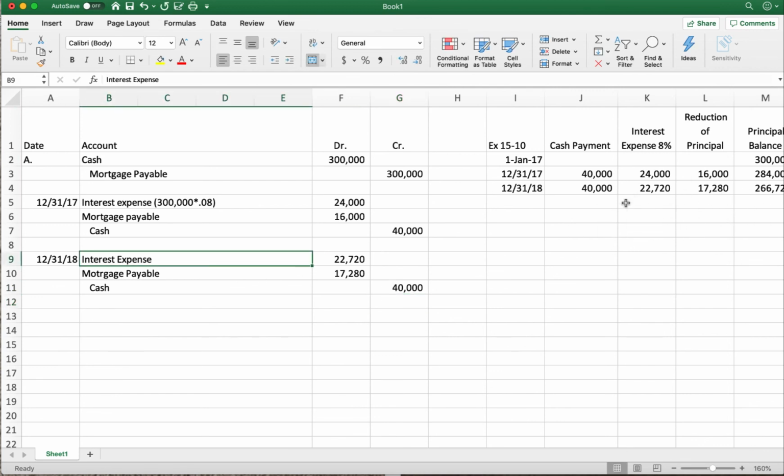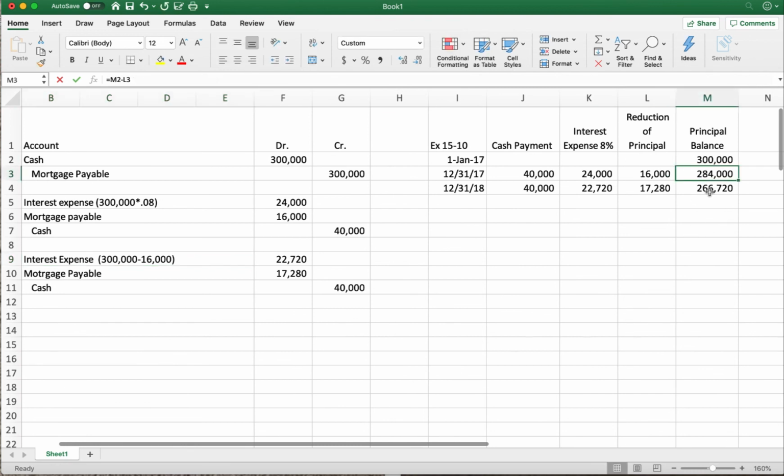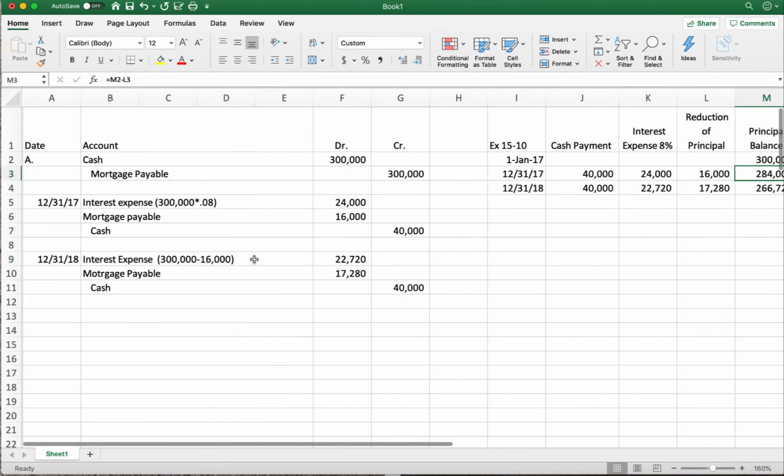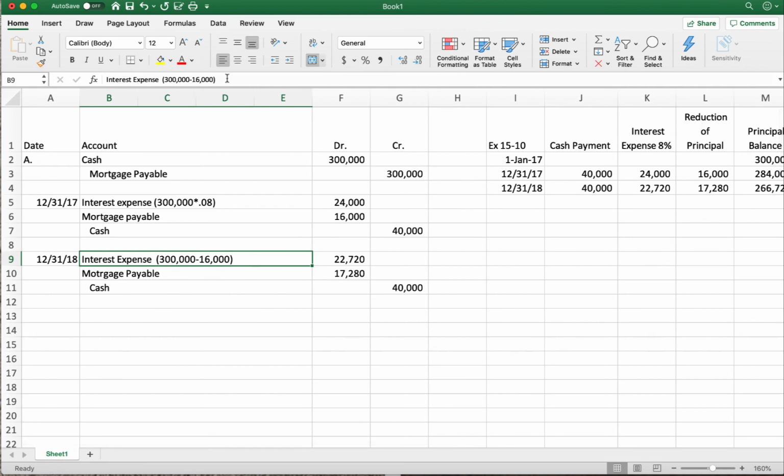Now, if you didn't do this chart, how exactly would you calculate the interest expense? Well, that's really easy for us to do. Let's think about that. We started off with a principal balance of $300,000. Back in 2017, we deducted $16,000. That gives us our $284,000 that we have right here in our chart. Then I need to multiply by my 0.08. That's how I get the interest.